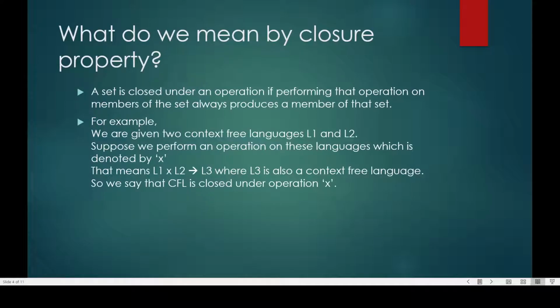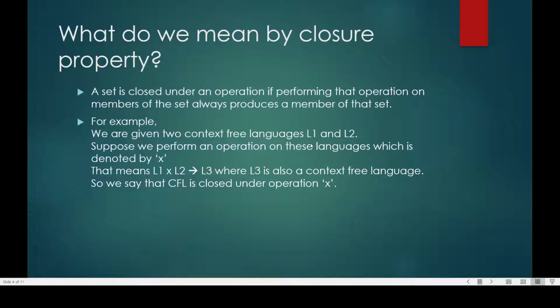As we're studying about closure properties, it would be better if we know what we actually mean when we say that a set is closed under an operation or it is not closed. We say that a set is closed under an operation if performing that operation on members of the set always produces a member of that set. I'll repeat this line again. A set is closed under an operation if performing that operation on members of the set always produces a member of that set. If this is not clear, it would be clear once we understand this example.